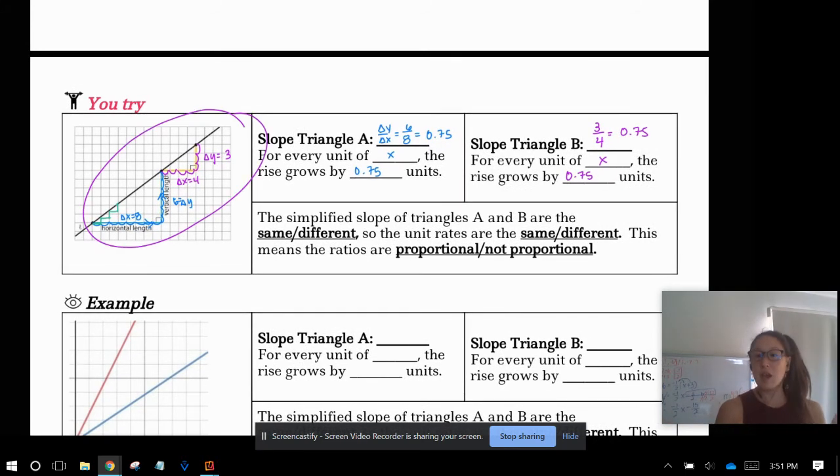Notice, if you count the same slope, or the slope on one line, even though you're doing different slope triangles, the ratios are always going to be proportional. So they're always going to reduce down to the same number. We're growing by the same rate. So the simplified slopes are the same, which means the unit rates are the same, which means that the ratios are proportional.